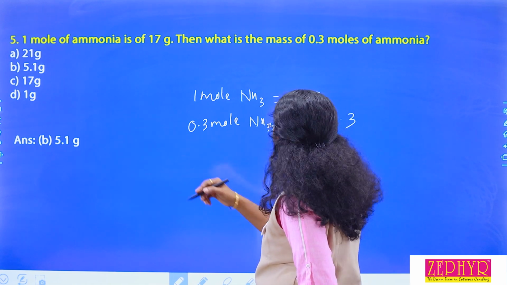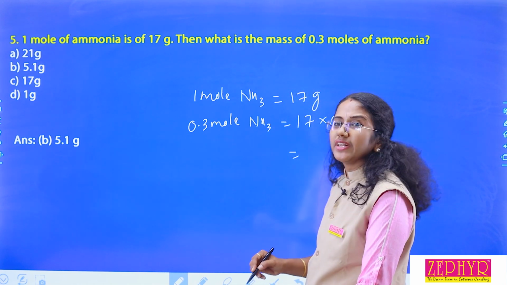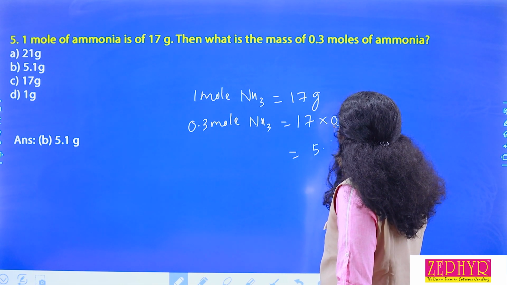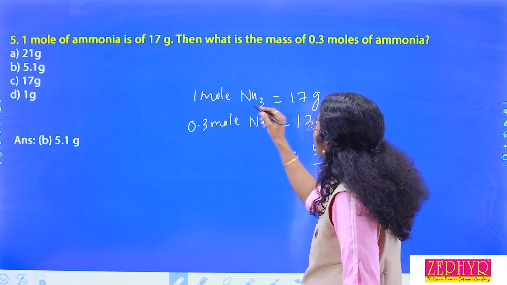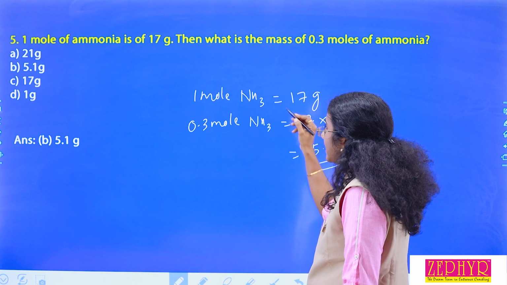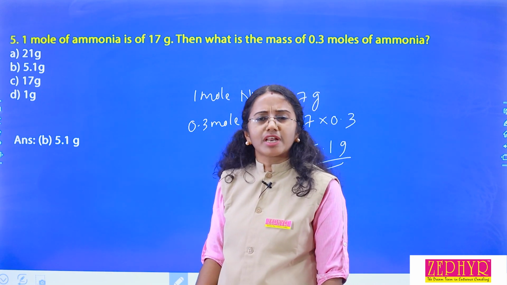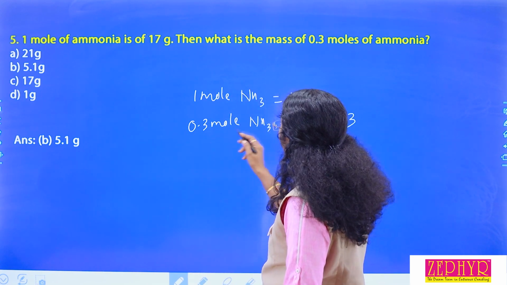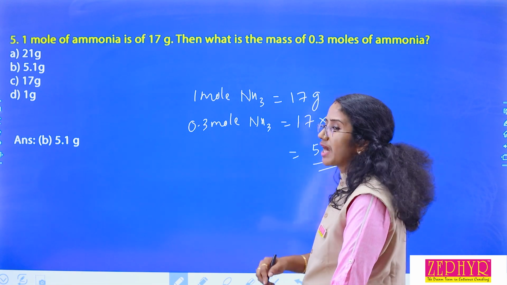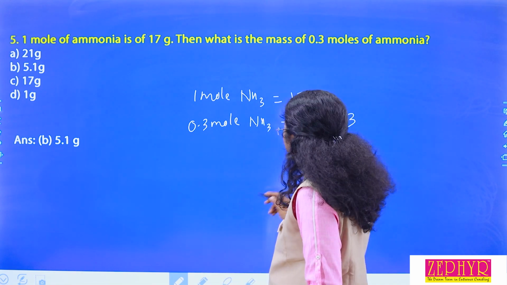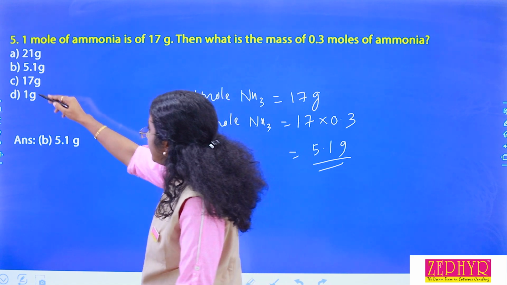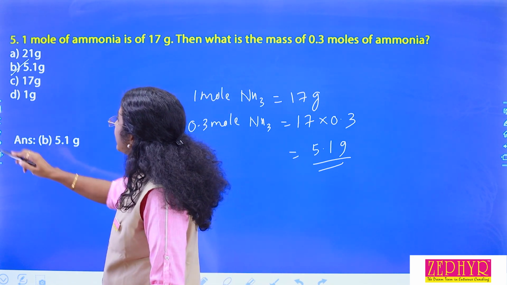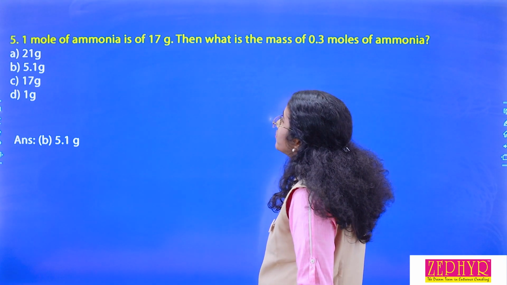So the answer is what? 17 multiplied with 0.3 is 5.1 gram. 1 mole ammonia equals 17 gram, that is, 17 gram is the molecular mass of ammonia, right? So for 0.3 mole, 17 multiplied with 0.3. Answer is 5.1, option B. Okay, then let's move to the next question.